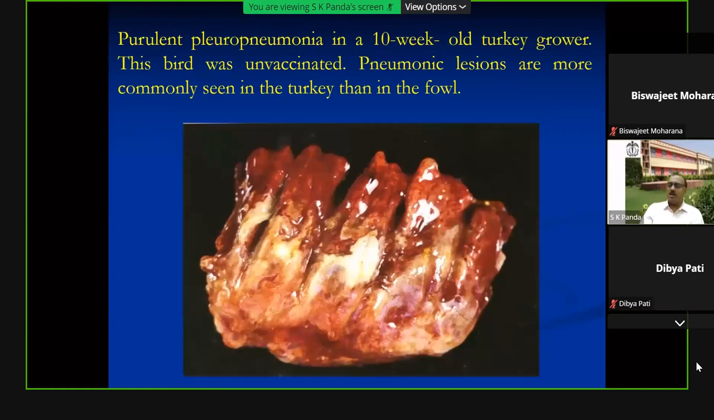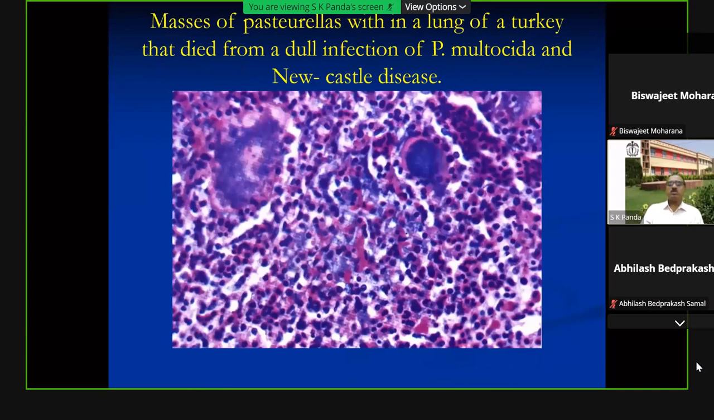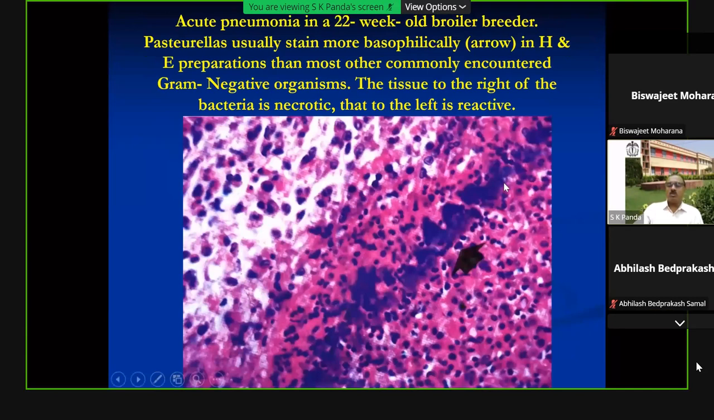And pneumonia is very simple to diagnose, because once you palpate the lungs, the consistency will be very hard. Sometimes the pleura is very much thickened. Even if you cut, fluid will come out from the cut surface. Those are very characteristic features in pneumonia, clearly evident in case of avian pasteurellosis. Again, the lung histology shows a lot of organisms, colonies of organisms, and heterophilic infiltration. These are all bacterial colonies, macrophages, neutrophils, so cellular accumulation and bacterial clumps.